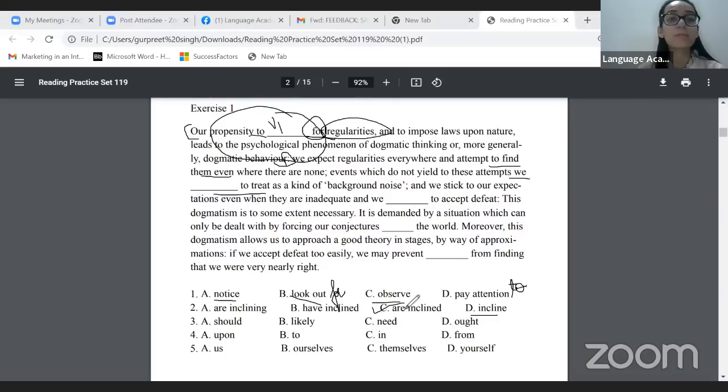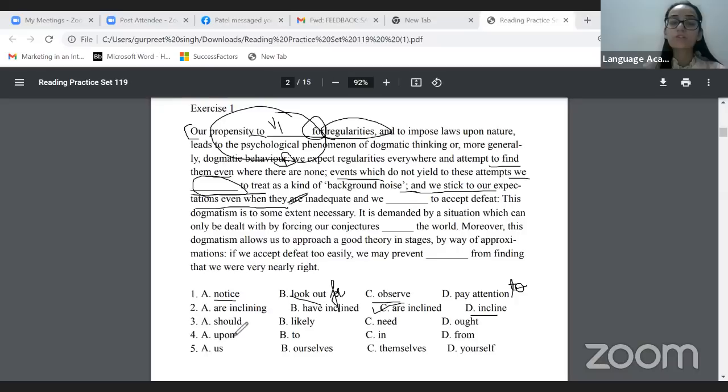Otherwise, for a sentence, we need a helping verb. Without a helping verb, the sentence cannot be completed grammatically, because the first part does not have a helping verb. Events which do not yield to these attempts, we are inclined to treat them as background noise. And we stick to our expectations even when they are inadequate. Here, we cannot simply write "they inadequate," because to complete this sentence we need a helping verb. Similarly, in the previous part with the commas, we needed a helping verb to complete it grammatically. We stick to our expectations even when they are inadequate, and we dash to accept defeat.